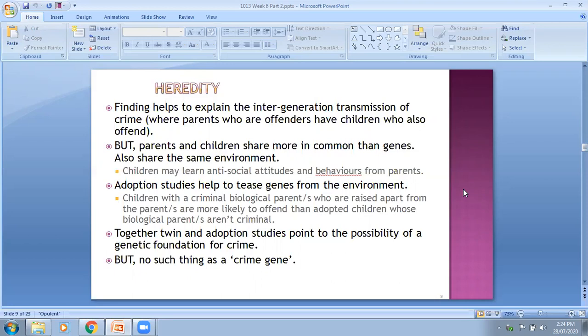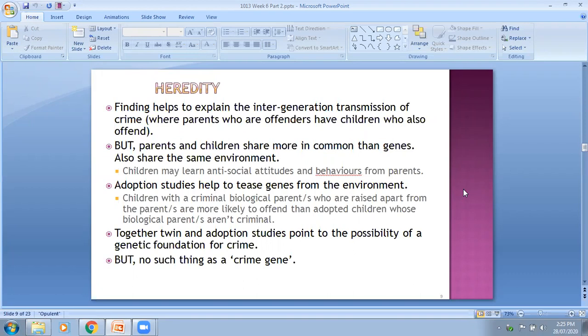So can environment affect criminal behaviour? Well, children learn mostly from their parents. And if the children see their parents displaying antisocial attitudes and behaviours, then they're going to do it too. We've all seen, well, I hope you have, stories about women who have their children in prams and they go into shops and put stuff in the prams and just walk out the door. The children will see that, and that behaviour will become normalised for them. So adoption studies are there to help us tease apart genes from the environment.